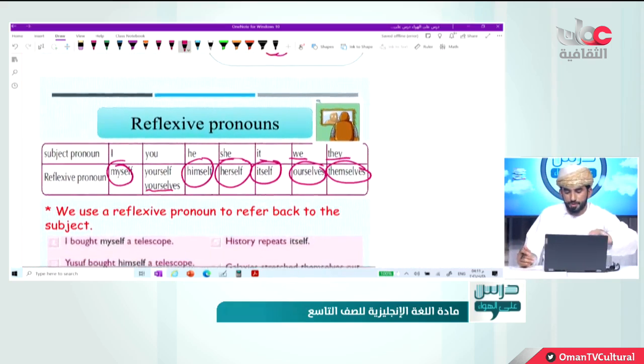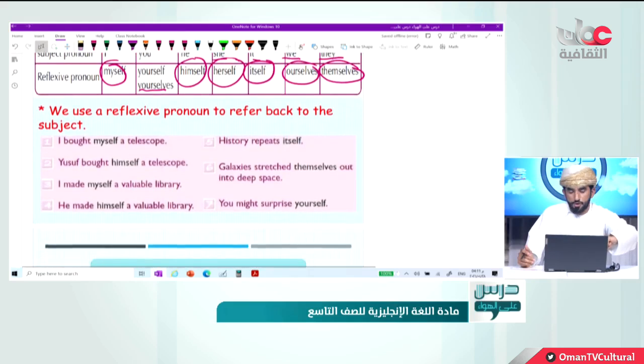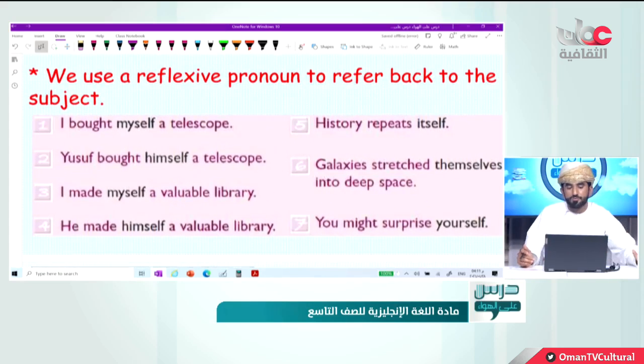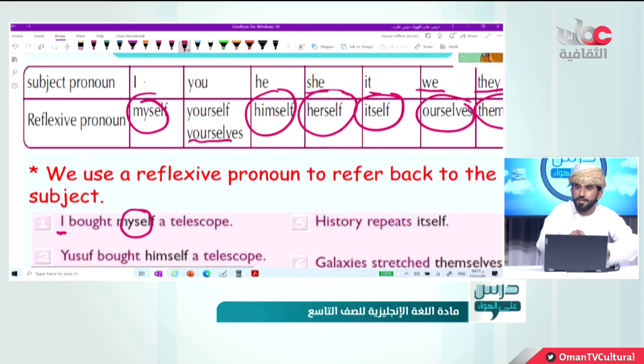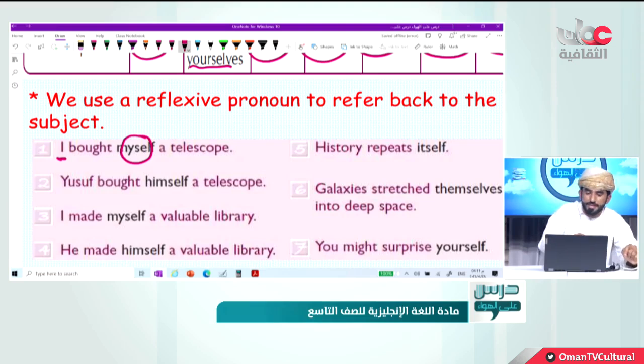Very good. Right. Got it? Okay. Let's focus now on those sentences, for example. I bought myself a telescope. Tell me, this "myself" refers to which word in the sentence? Is it I or both? I, exactly. Remember, I, myself. So myself refers to I. Number 2. Who can read? Yusuf bought himself a telescope. Exactly, himself refers to Yusuf. Very good. Yusuf is a he.